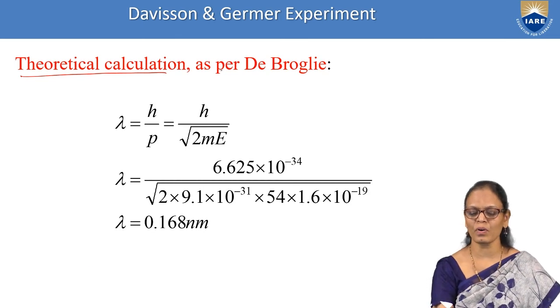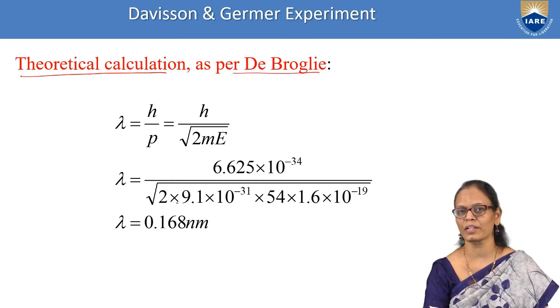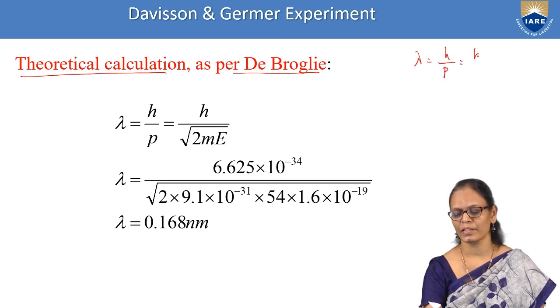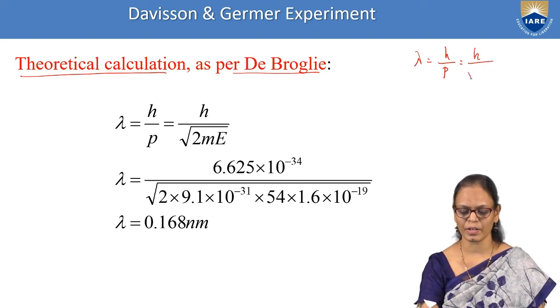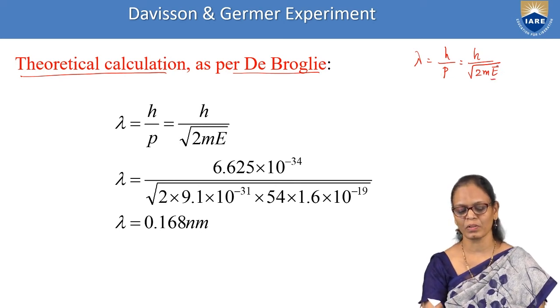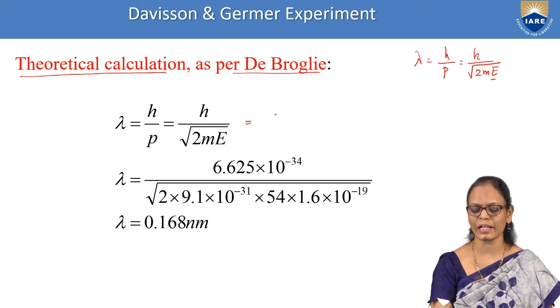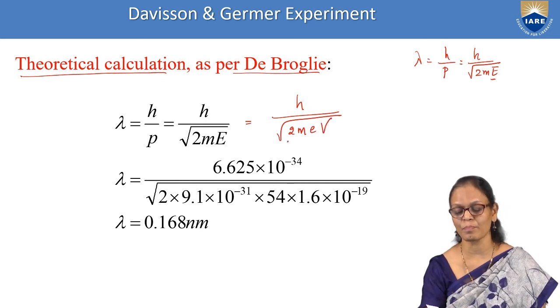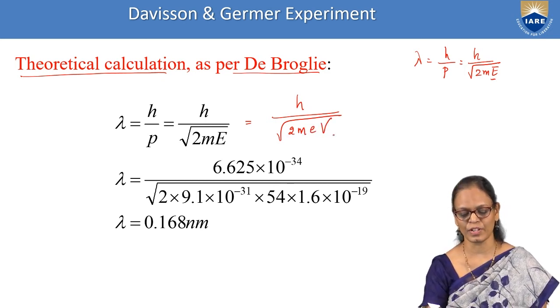So we know the formula given by de Broglie. We have seen lambda is equal to h by p, or that is h upon under root 2me. This also we have derived when we have to write it in terms of energy. Now we will also write it in terms of potential, because we don't know the energy, we know the applied potential. So we will write it as h upon under root 2meV.